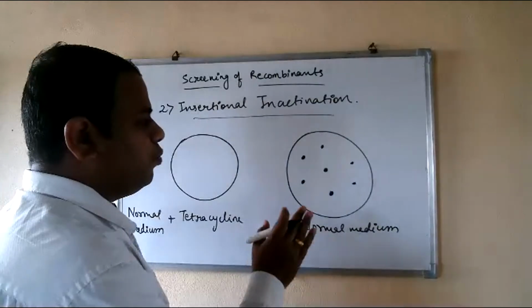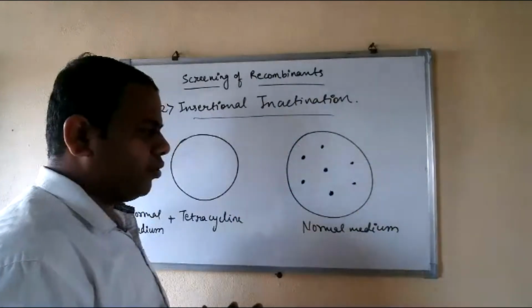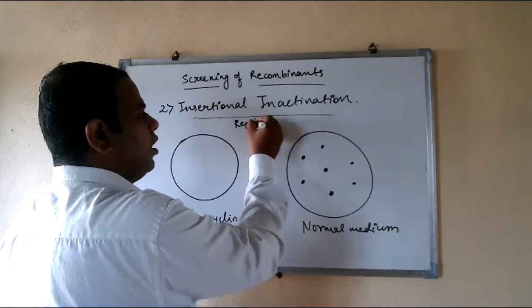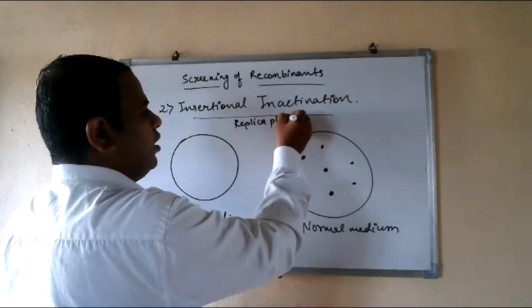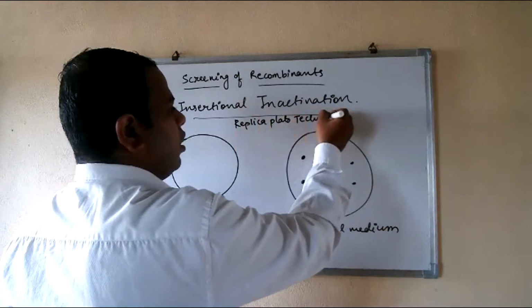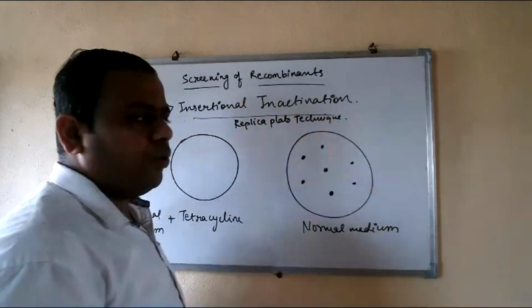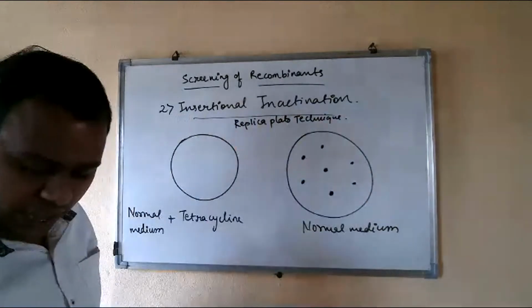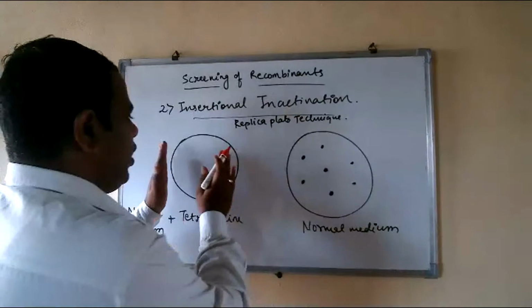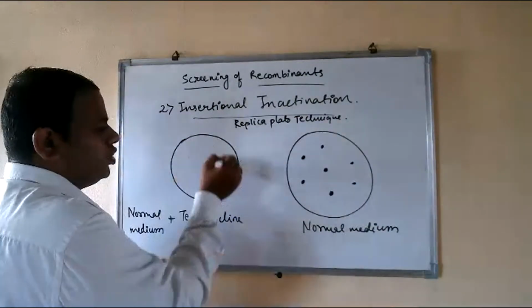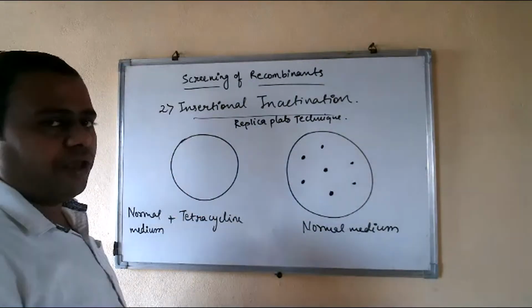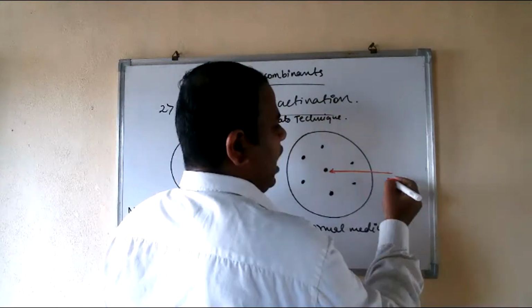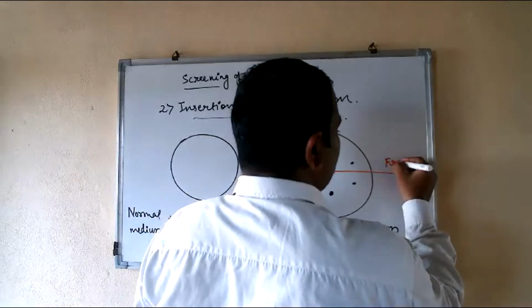we are going to transfer, or we are going to put a replica unit onto that. Okay, so we are performing a replica plate technique. Okay, so what do we do in replica plate technique? We put a replica unit onto this, and then we stab that particular unit onto this plate which is having tetracycline. Okay, so suppose here the central colony is having our fragment of interest.